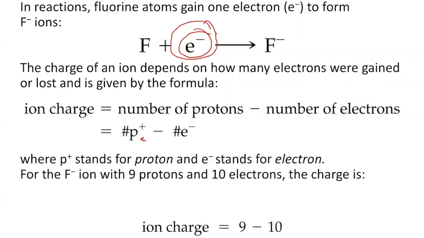When there is no charge, so for example, if it's just fluorine by itself, it means that it has 9 protons and 9 electrons, because it doesn't have a charge. It's neutral. The minute it carries a charge, that means it either lost or gained electrons.